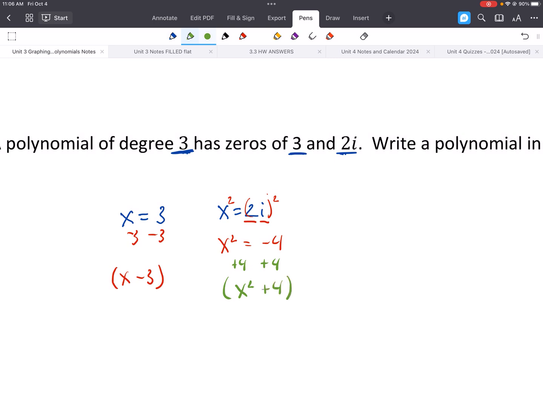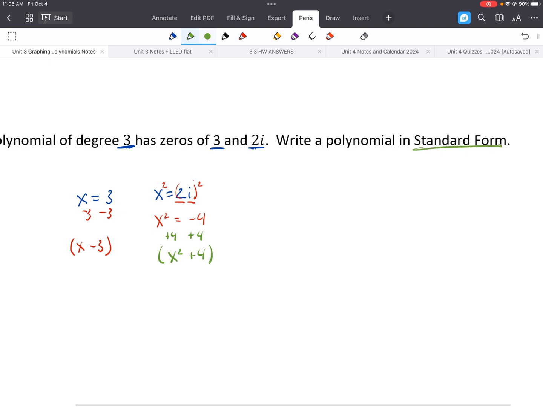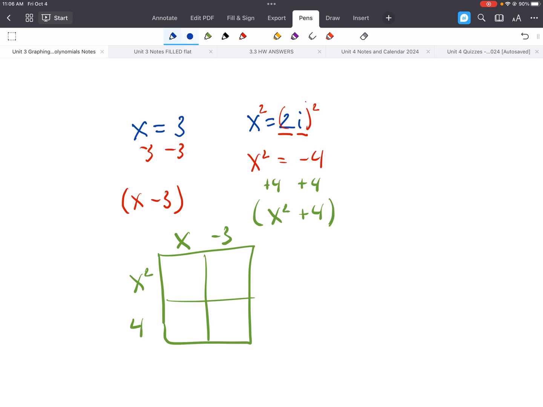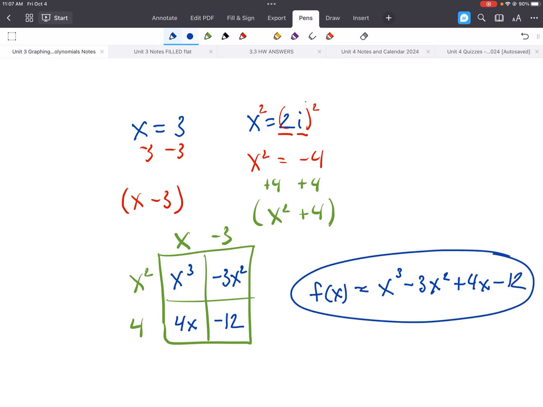And then to put it into standard form, which is what it's asked us to find, we would want to distribute, use the box. So I'm going to draw a little box. We'd do x minus 3 and x squared plus 4, and we'll multiply. So we'll get x cubed, negative 3x squared, 4x, and negative 12. So f of x is equal to x cubed, make sure you put it in standard form, minus 3x squared plus 4x minus 12. Okay.